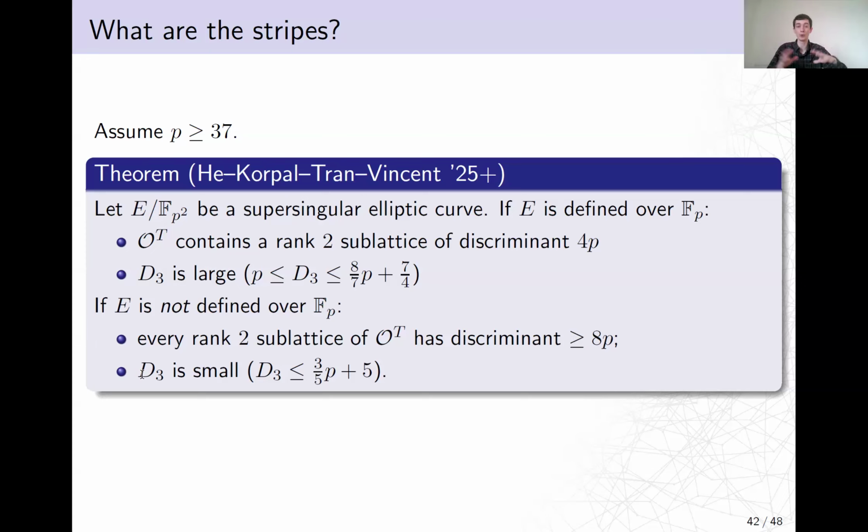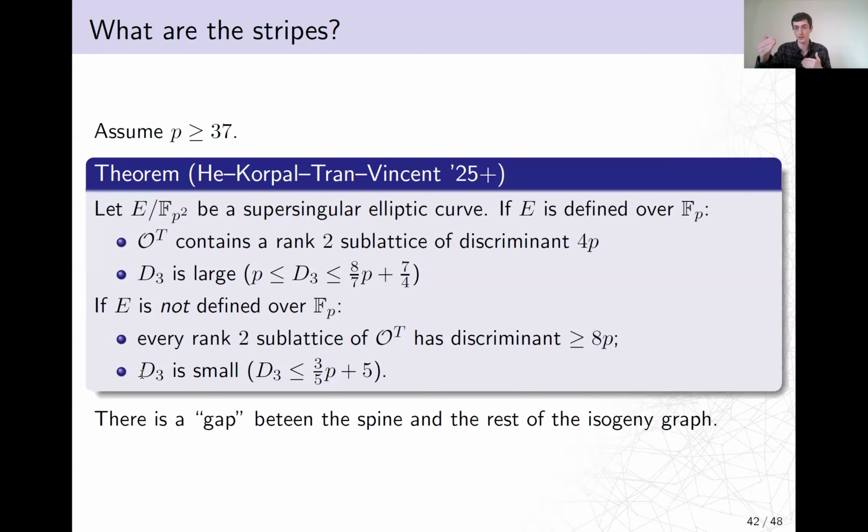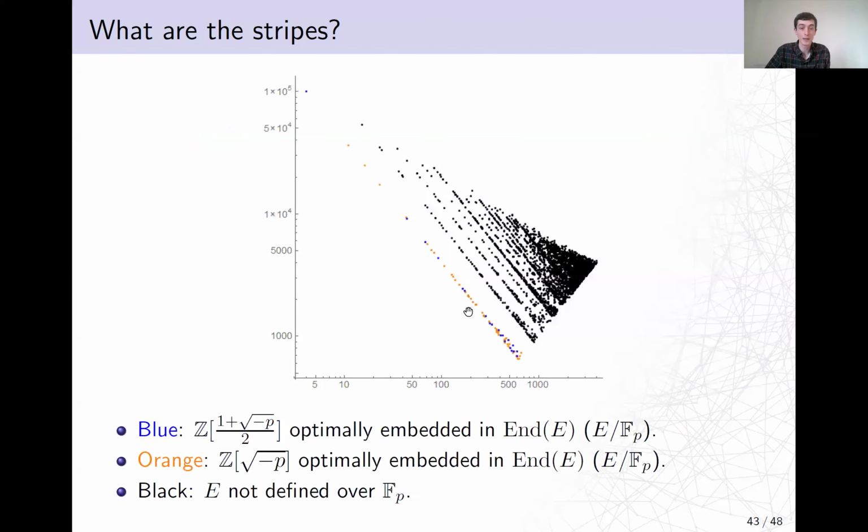So there's this gap both in the rank 2 sublattice discriminants and in the size of D3 that tells us that the spine has this strict separation from the rest of the isogeny graph in the successive minima space. So what this means for us is that this bottom stripe is exactly the set of all supersingular elliptic curves defined over Fp. Now, I've colored them 2 different colors just to say that even for being defined over Fp, there are different orders that can be embedded. This plot just shows that they're mixed together in weird ways.